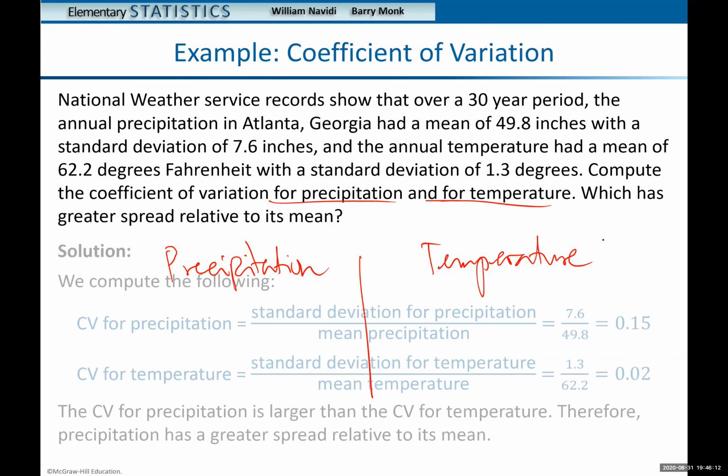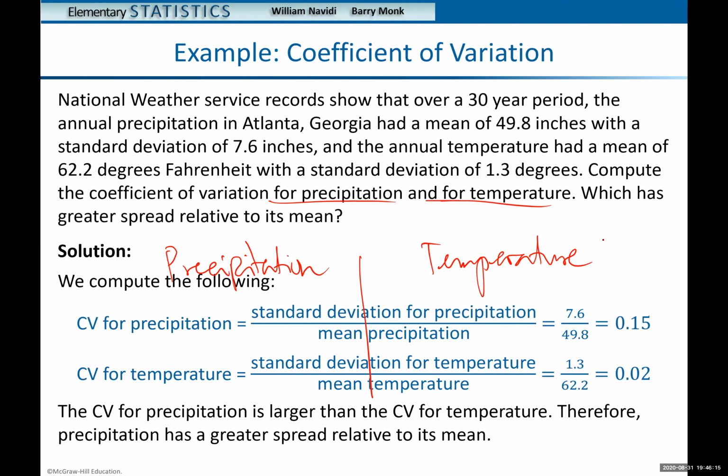So for precipitation, we have it here. Standard deviation is 7.6 over the mean 49.8. When you divide, that is 0.15. Then for temperature, given the mean 62.2 and the standard deviation of 1.3, 1.3 divided by 62.2 is 0.02. So comparing the two, the coefficient of variation for precipitation is larger than the coefficient of variation for temperature. Therefore, precipitation has greater spread relative to its mean.